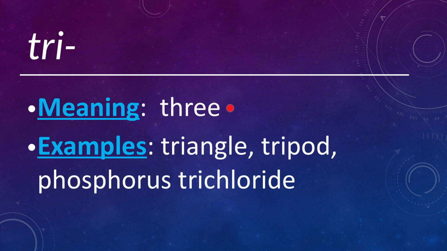Tri means three, so a triangle is a shape with three sides. A tripod is a stand that has three legs, usually to hold a camera or something like that. And then phosphorus trichloride is a compound that would have one phosphorus and then three chlorine atoms, so trichloride.